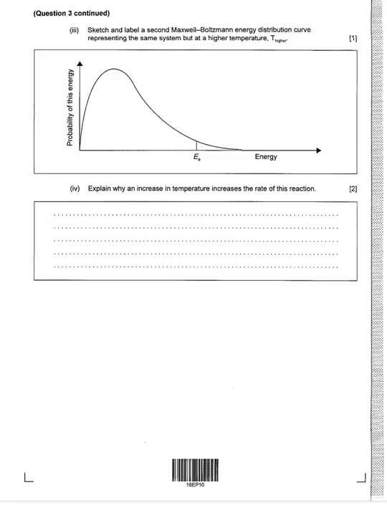Part 3, sketch and label a second Maxwell-Boltzmann energy distribution curve representing the same system but at a higher temperature. So when you increase temperature, you increase energy. So I'm going to see this graph slide to the right, which then allows more of my colliding molecules to have the required energy, or the minimum energy.